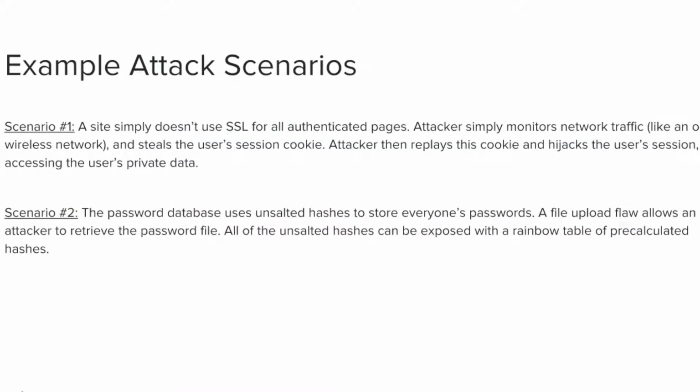Let's review a couple of attack scenario examples. In the first scenario, a site doesn't use SSL on all of its authenticated pages, which allows the attacker to access the user's private data. In the second scenario, the password database is hashed but not salted. However, a file upload flaw allows the attacker to download the entire database and crack the unsalted passwords. Pause the training video here to review these examples if needed.